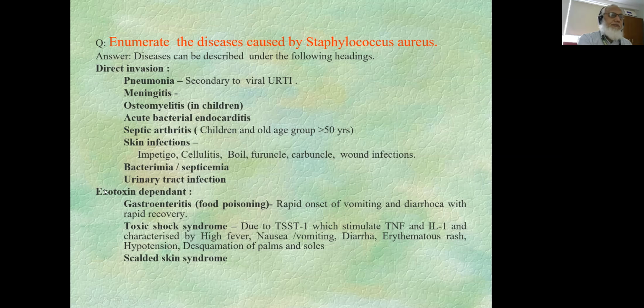Exotoxin diseases are gastroenteritis or food poisoning, caused only by enterotoxin-producing strains, and this is toxin type. There is a rapid onset of vomiting and diarrhea with a rapid recovery. Toxic shock syndrome is another superantigen toxin-mediated disease, characterized by high fever, nausea, vomiting, diarrhea, discoloration of palms and soles, and scalded skin syndrome. These are toxin mediated.